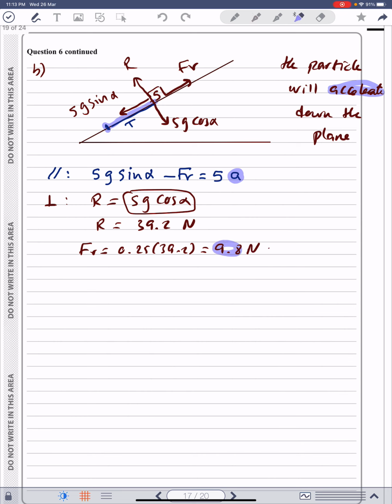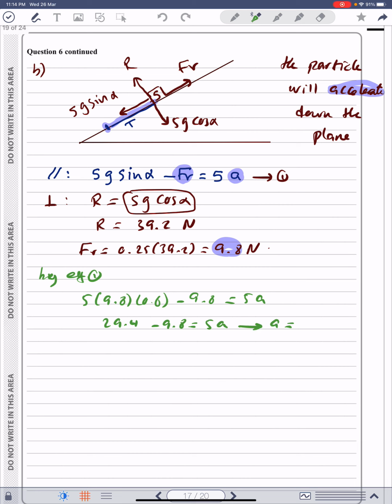By substituting the friction in the first equation, let's say this is equation 1 in a different color. By equation 1, you will get 5g, which is 5 times 9.8 times 0.6, minus 9.8 equals 5a. Using the calculator, 29.4 minus 9.8 equals 5a. This minus this, divided by 5, a is equal to 3.92 meters per second squared. So that is the acceleration of the particle.